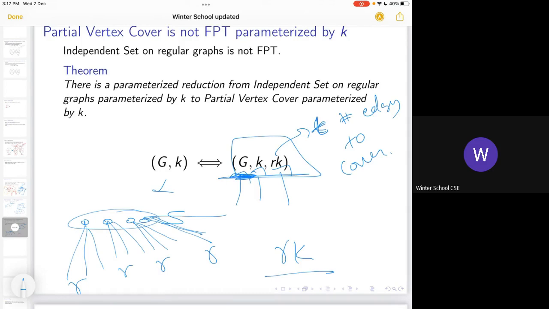Now what about the reverse direction? Suppose I give you a k size set which covers rk many edges.